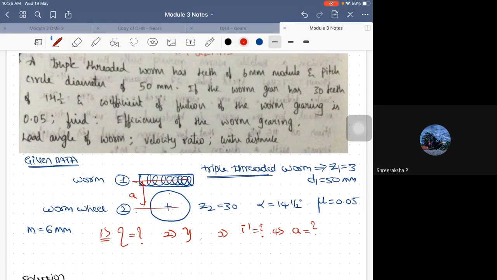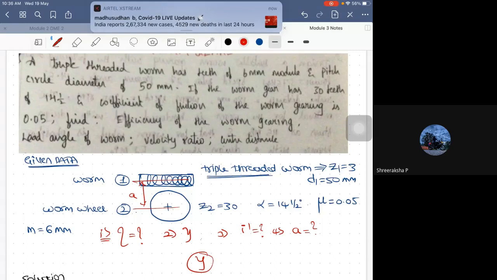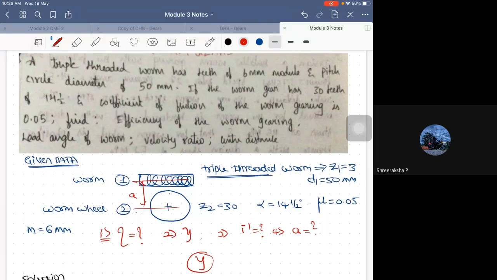I need an expression to calculate my lead angle from your data handbook. Please look into your data handbook and give me a suggestion how I can calculate my lead angle, because for calculating the efficiency I require the lead angle. So I am calculating my lead angle first, which is gamma.